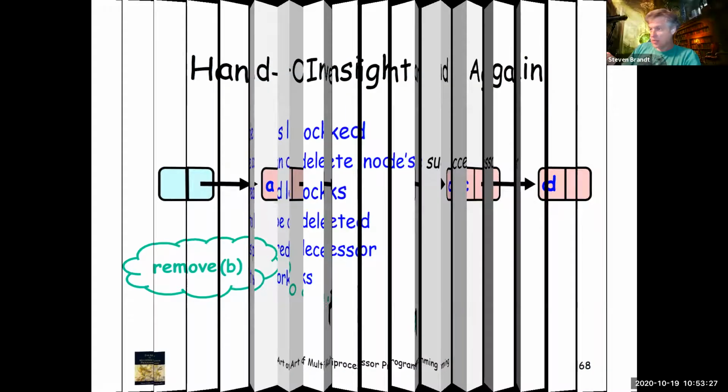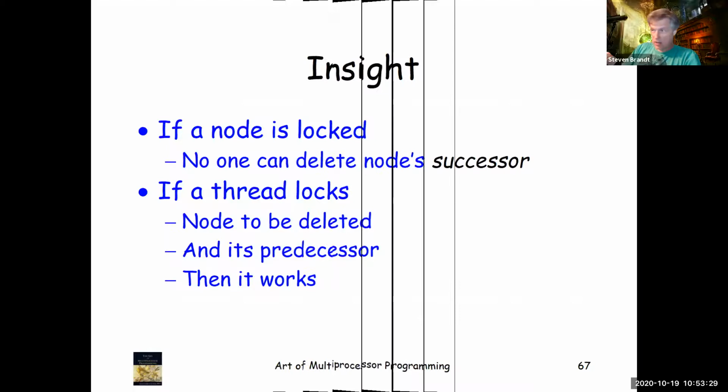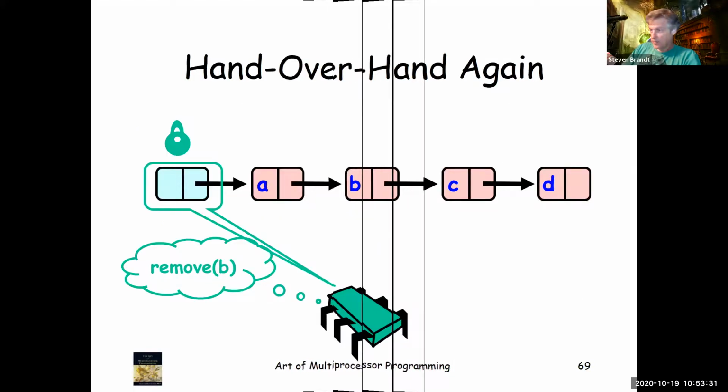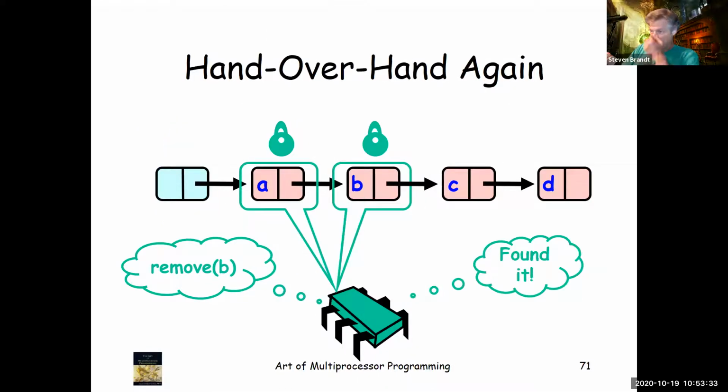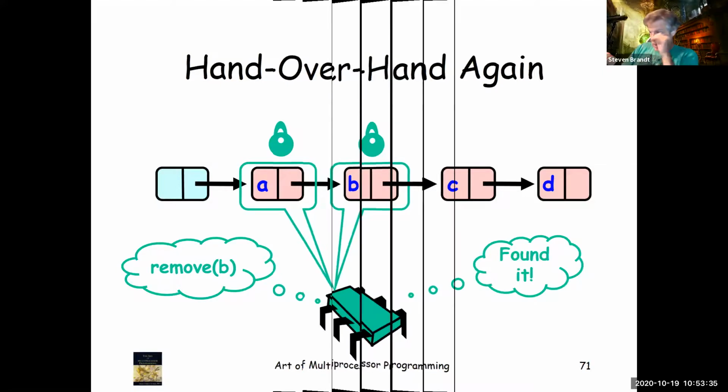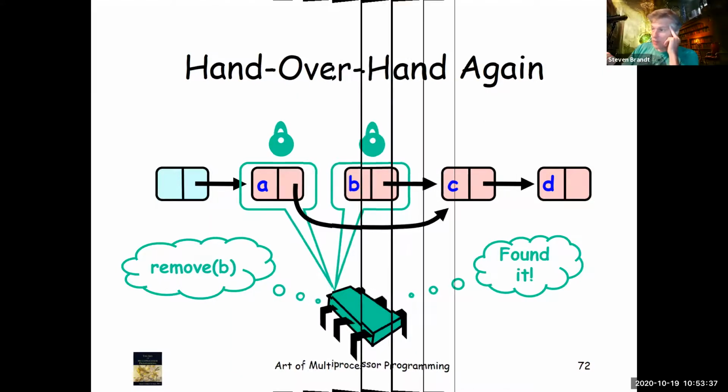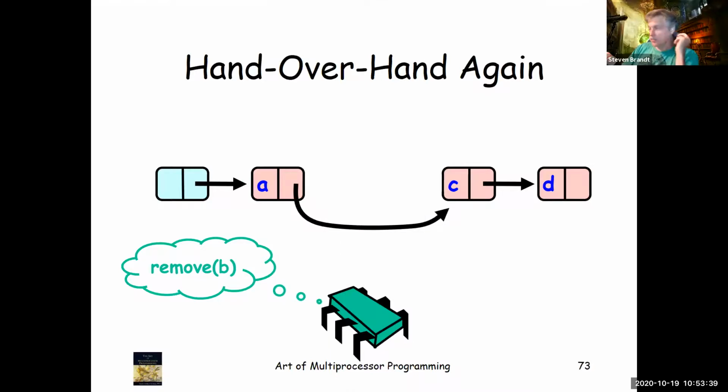So, all right. The next thing we're going to look at is hand over hand again. We're going to remove B. Okay, and we found it. And so we're going to swing our pointer and remove it. That part should be familiar and make sense.